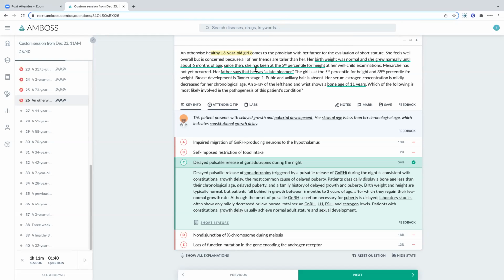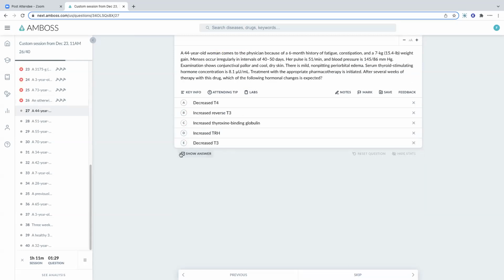Okay. So do not get confused. Do not think that the father is describing the child. A lot of students, that's where they make the mistakes. They think that the girl actually has a karyotypical problem. Okay, so that's not what it is. When you see something like this, her father says that he was a late bloomer, obviously this means that the father is talking about himself. So this patient has absolutely no problem. He only has a constitutional growth delay because everything else is more or less okay. Estrogen is okay. Mildly decreased is normal. Okay, so that's that. Which one did you guys choose over here?